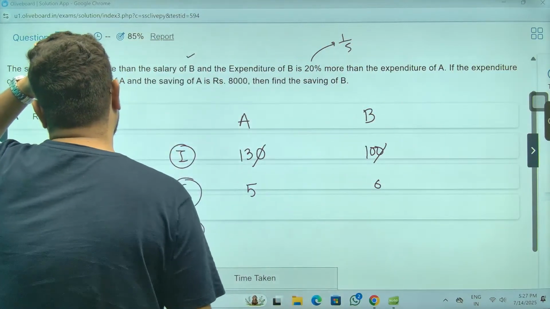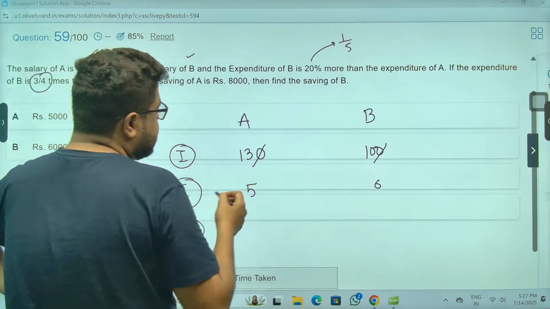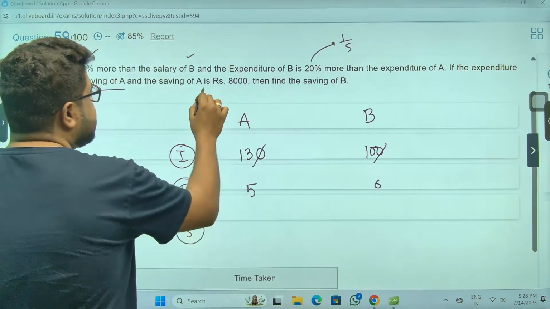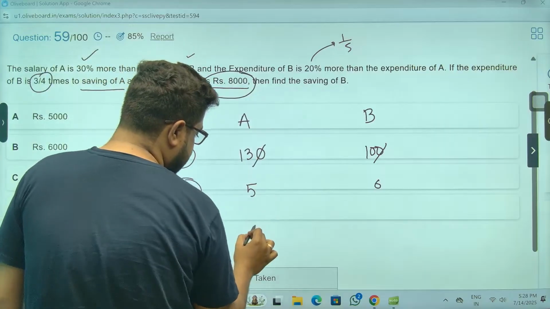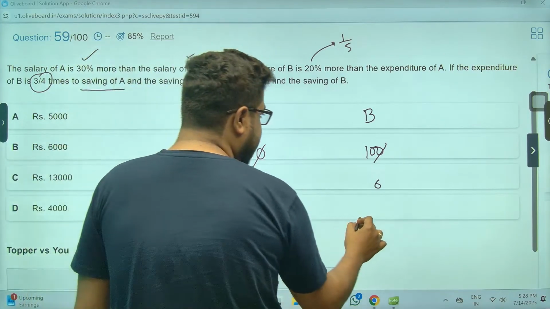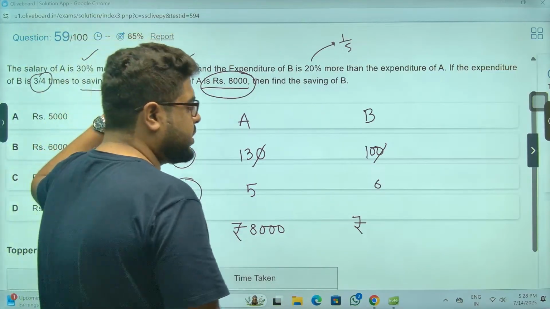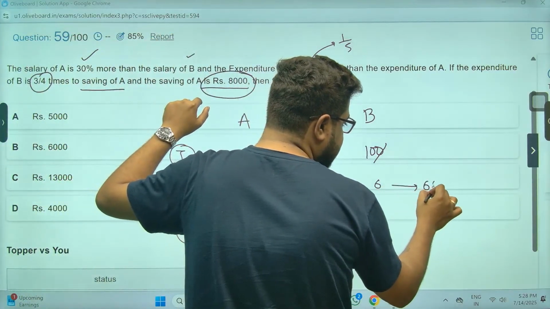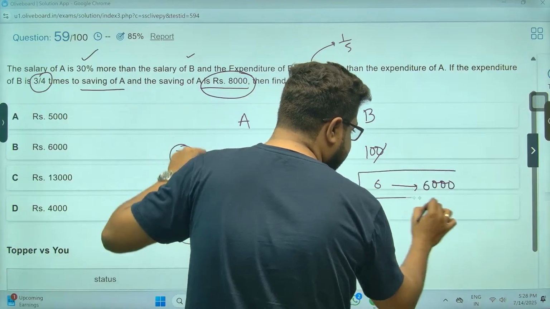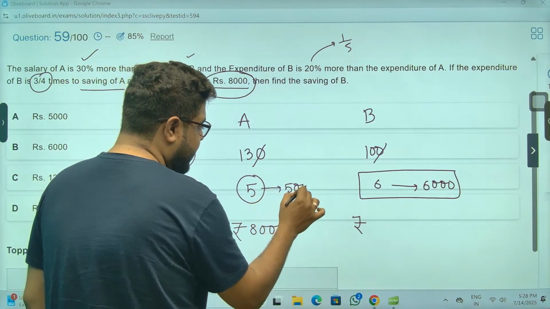If the expenditure of B is 3/4 times the savings of A, the savings of A is given as 8,000 rupees. So what will the savings of B be? Expenditure of B is 3/4 of that, which is 6,000. So 6 parts have the value 6,000, and A's 5 parts will be 5,000.